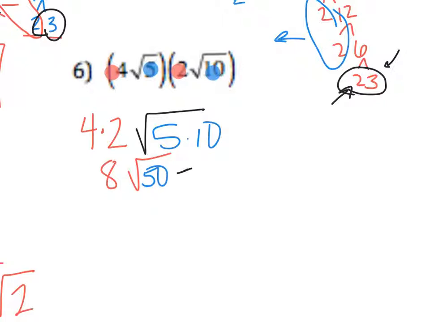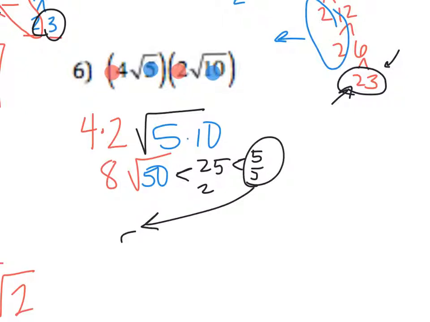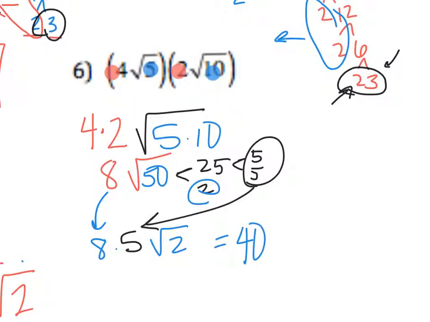And I'm just going to check the square root of 50, so 25 and 2, and then 5 and 5. And oh, yep, I've got a pair. So this 5 comes out. I'm left with the 2, and then the 8 from the beginning I'm going to bring down, multiply. So final answer is going to be 40, which is 8 times 5, square root 2.